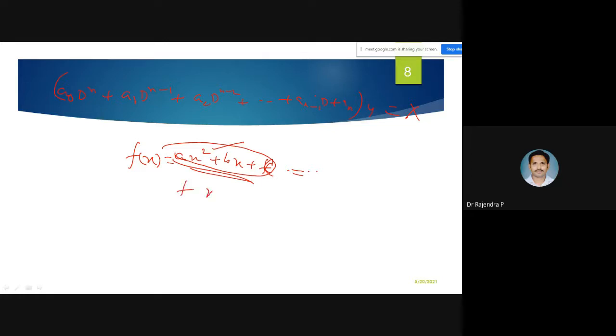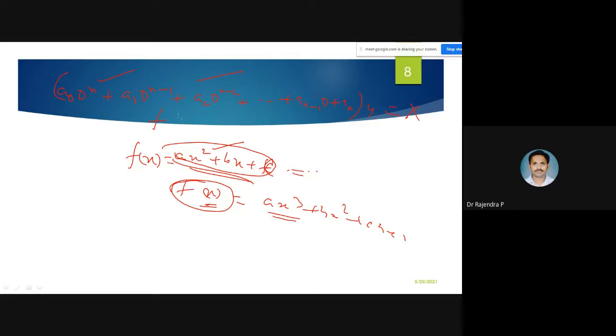I may have something like f of x is equal to ax cube plus bx square plus cx plus d, something like that. So it is a polynomial in x. That's why I'm representing this with a function f of x. Is it clear? Now, if you observe, this is also a polynomial in d.